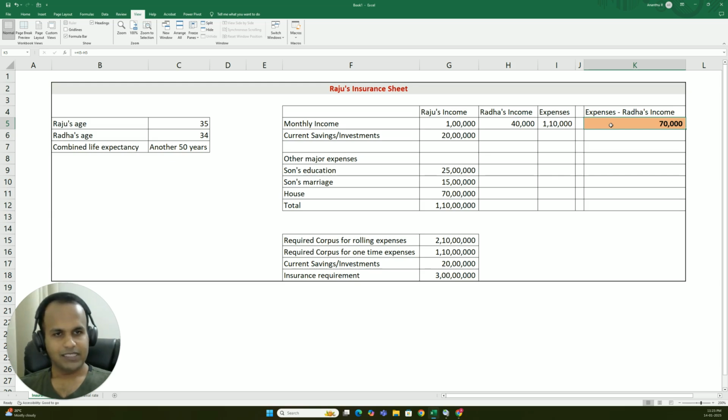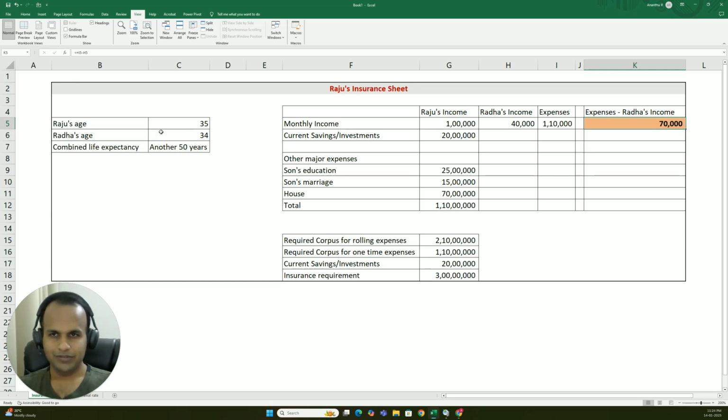Apart from these expenses, there are some other major expenses this couple would expect. That is their son's education, at 25 lakhs of rupees that they're expecting. All the numbers I am telling are in today's terms. They're expecting 25 lakhs as of today, and for a future date it will be adjusted for inflation. For marriage, they're expecting 15 lakhs of expenses, and they're expecting to buy a house, which would cost 70 lakhs today. So in total, they're expecting 1.1 crore of future expenses that they would meet through their combined income.